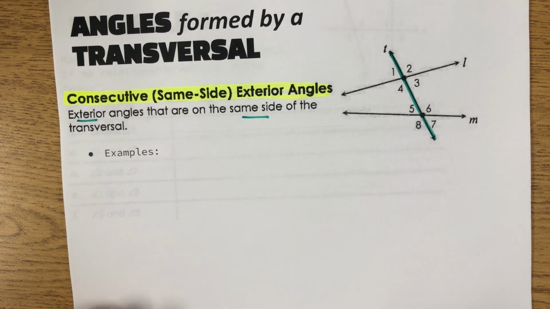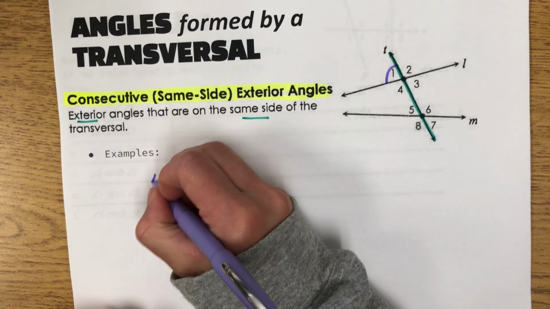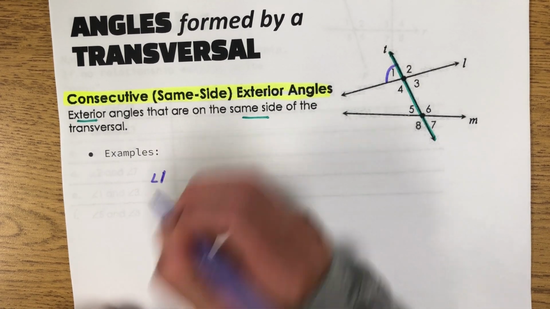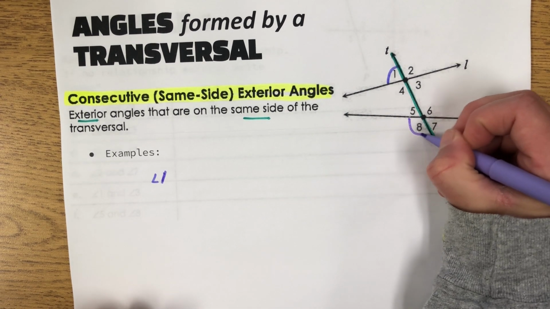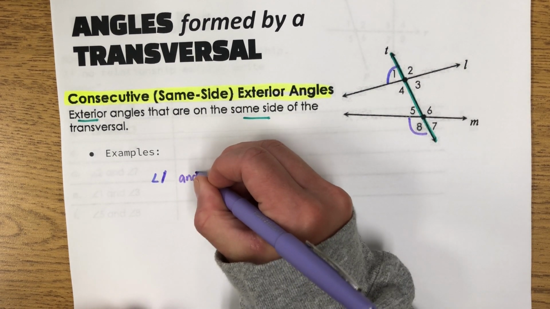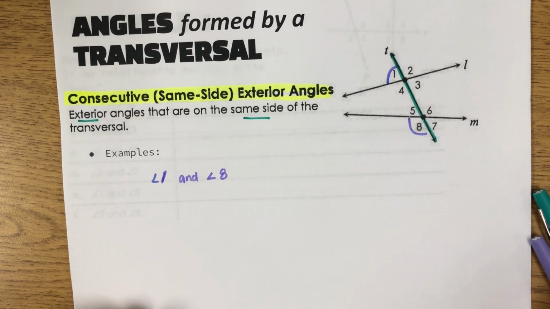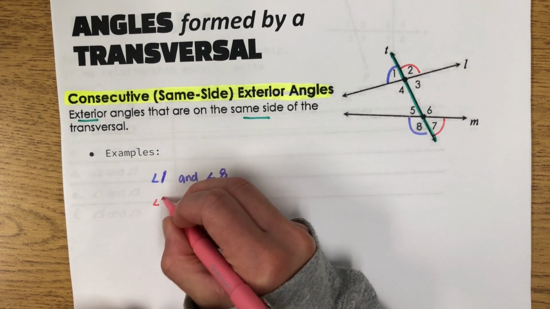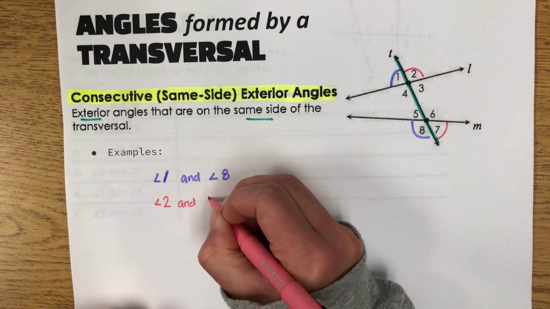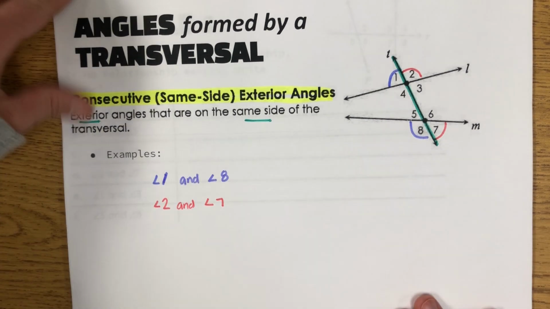And we're going to look at exterior. So our exterior, we could start with angle 1. So the consecutive exterior angle for angle 1 would be angle 1 and angle 8. And for angle 2, it would be angle 2 and angle 7. And that would be our consecutive exterior on the outside.